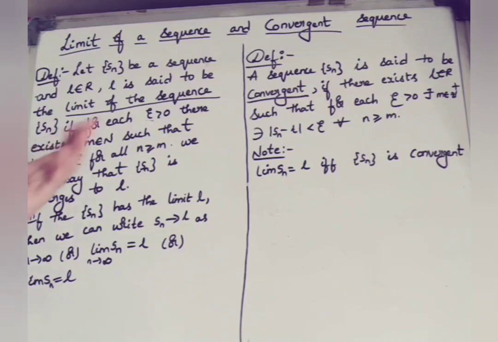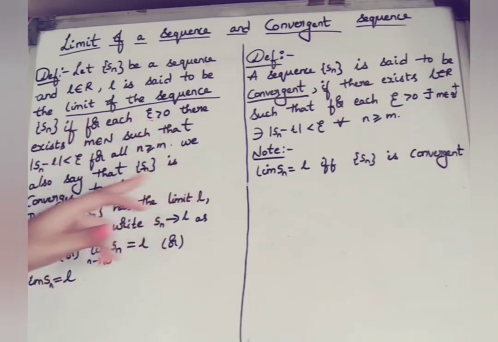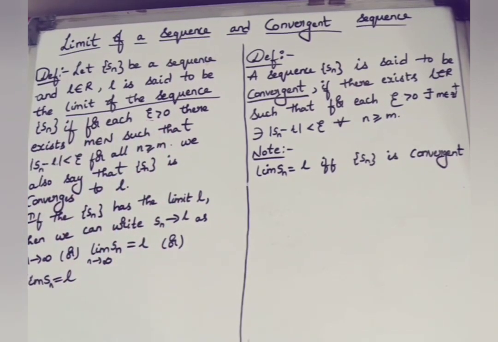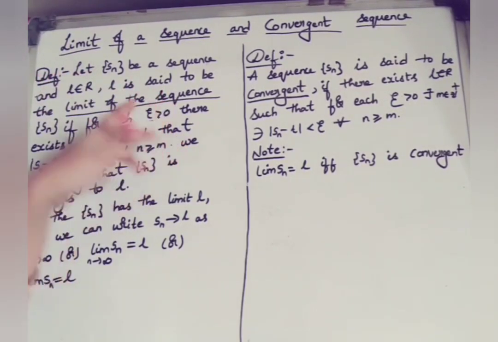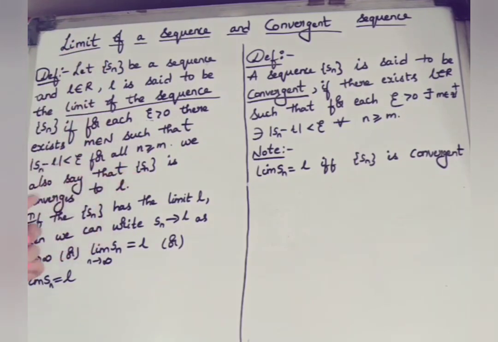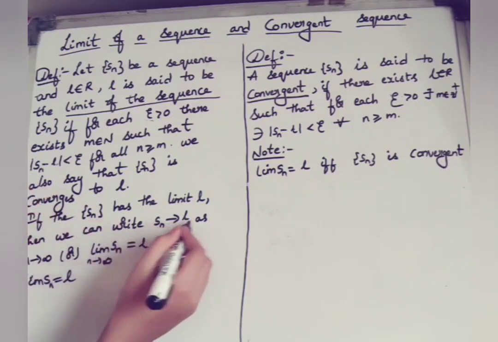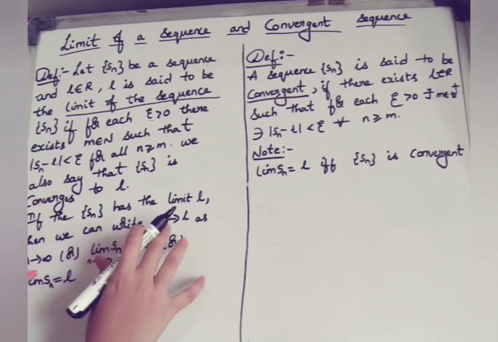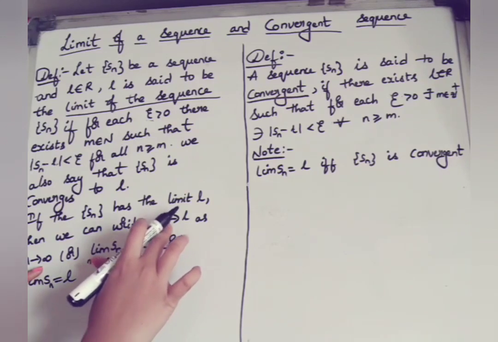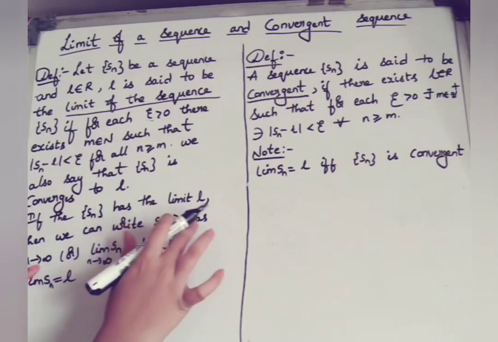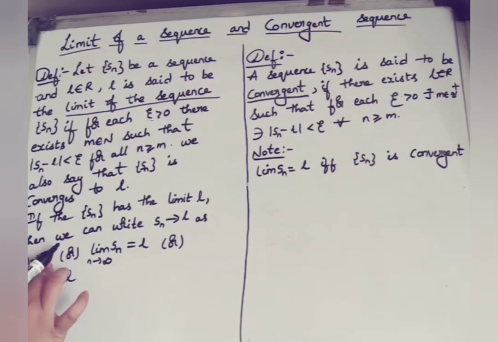Okay. Also we can say that the sequence Sn converges to L. Here, what is the definition? L is the limit of a sequence. What about the sequence? The sequence is said to converge to L. From this we can write, if the sequence Sn has a limit L, then Sn converges to L as n tends to infinity. This is a representation for convergent.